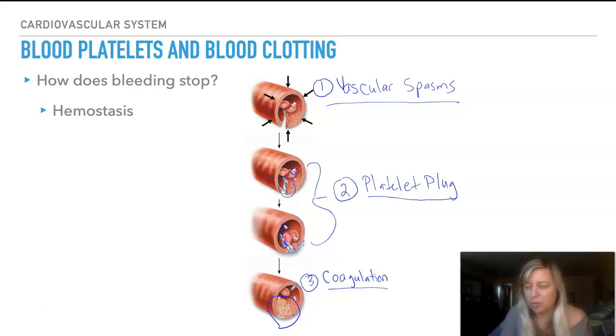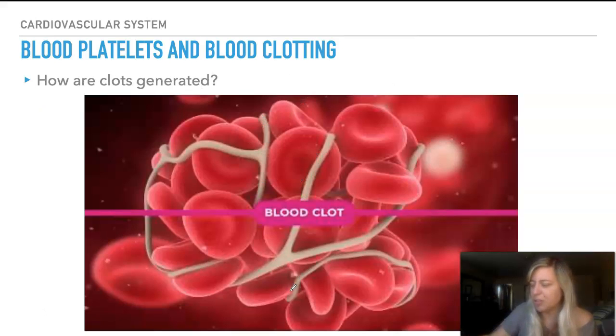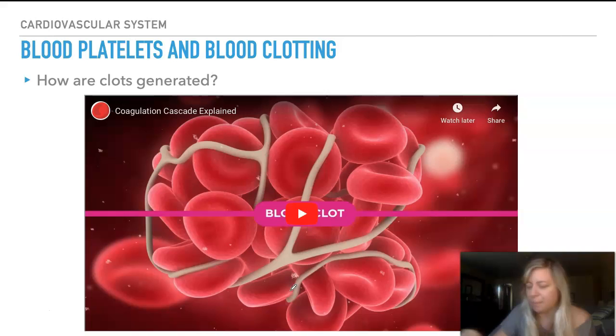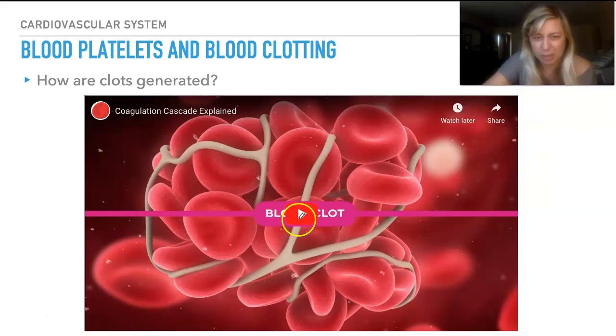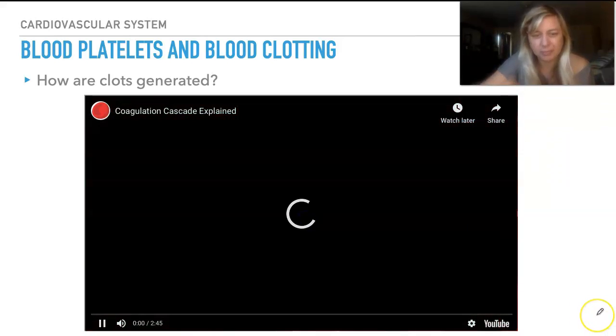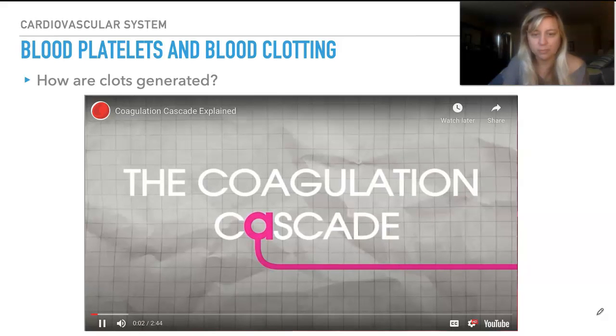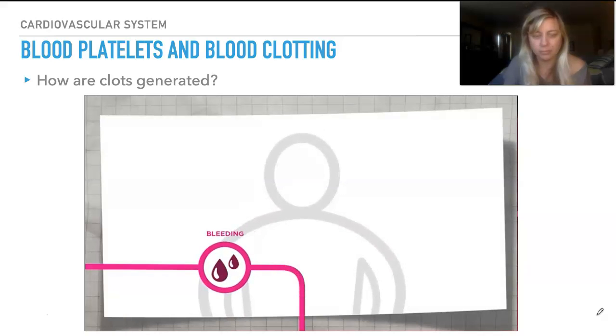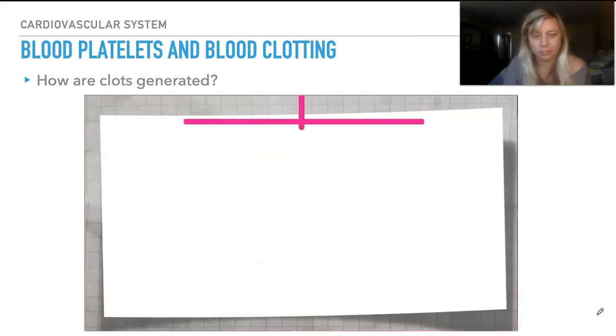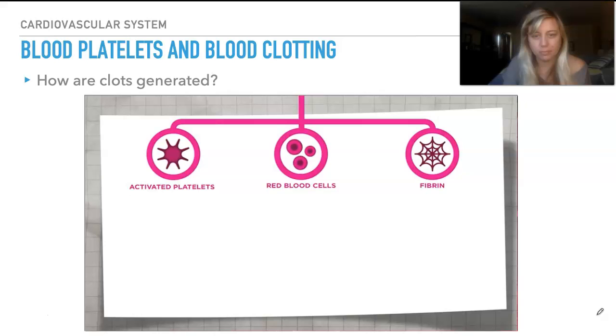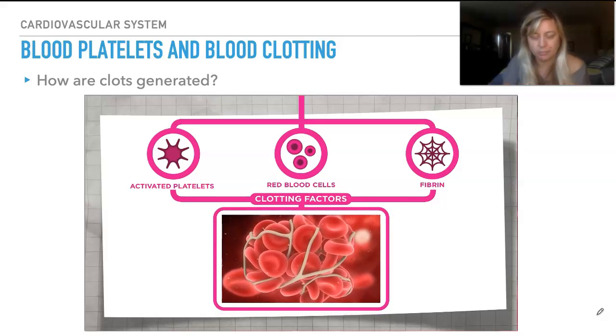So now we're going to take a little more in-depth look at clot formation and at some of the clotting factors and chemicals that are involved in this overall process of stopping blood. Hemostasis is the normal physiological response to limit blood loss after vascular injury. Blood clots are made up of activated platelets, red blood cells, and fibrin, which hold the clot together. The process is mediated by around 30 proteins, which are known as clotting factors.